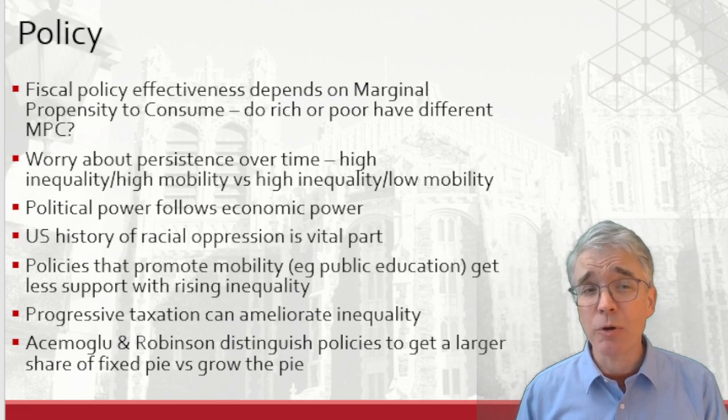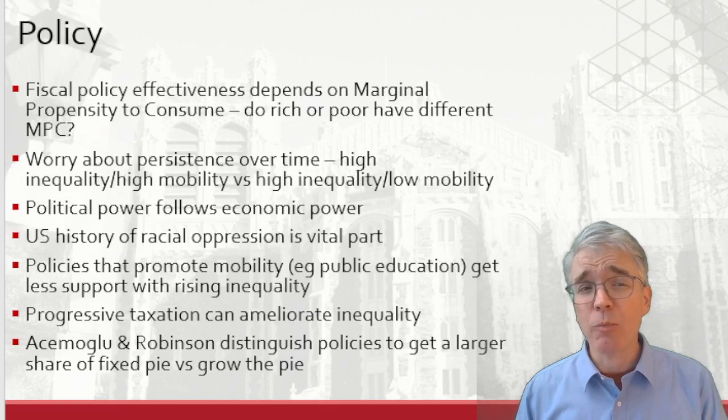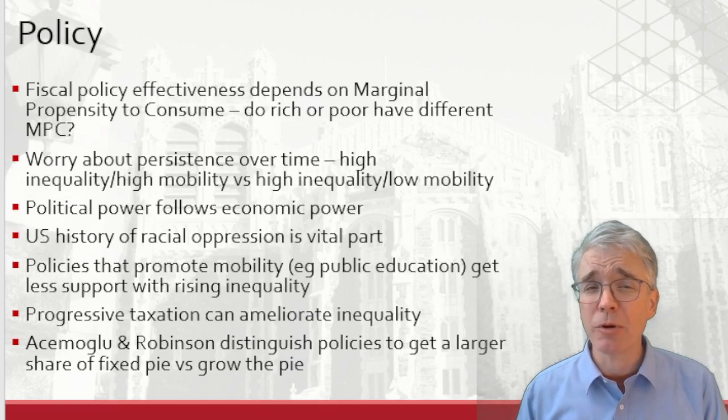Making policy is more difficult, since the simple fact, political power follows economic power. Wealthy people can have enormous influence on the political system. In the US, our history of racial oppression also solidifies inequality and hinders policy changes. For a variety of reasons, times with more inequality tend to have less support for policies that promote mobility, so it can get baked in.